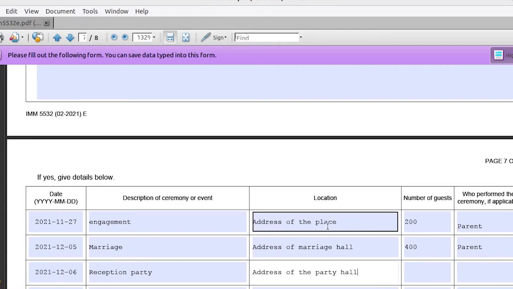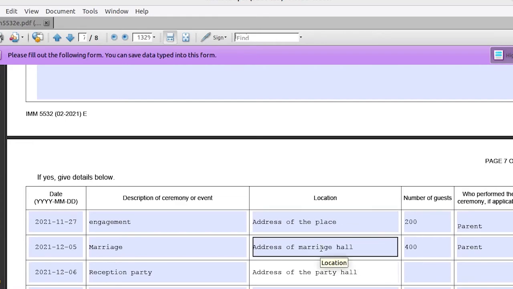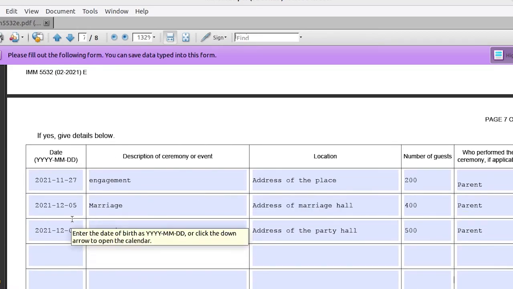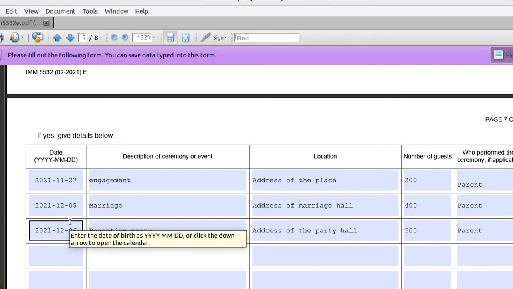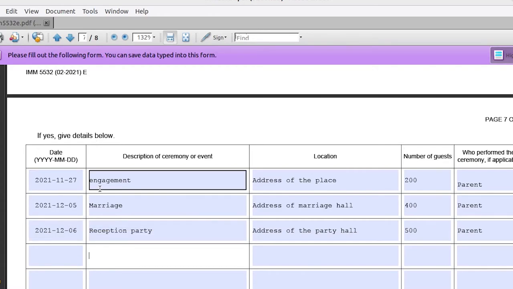Make sure you add the address of all the locations which are showing on the Google address. They are going to match or tally the same address on the Google. So make sure you copy the name of the palace and the address from the Google. And let's say people were 400, so many were parent, done by parents. You can add whatever ceremonies or events that you had in your marriage.